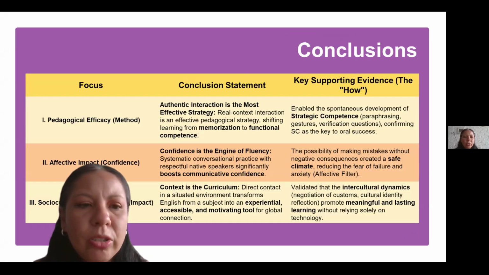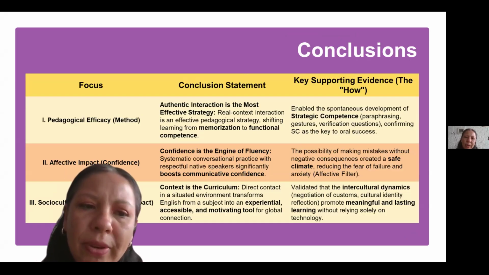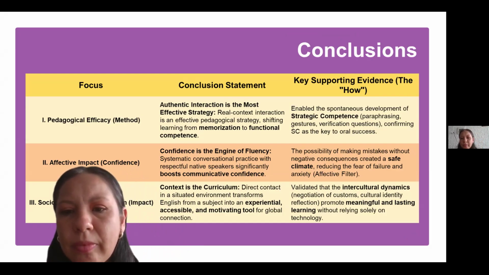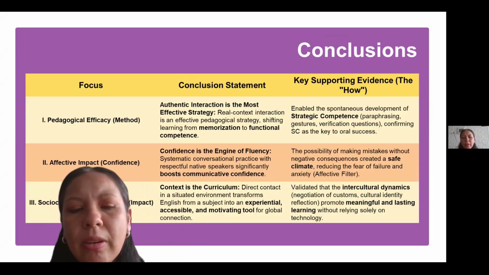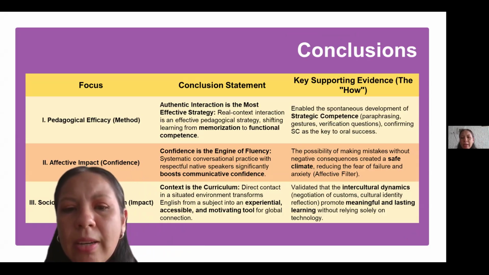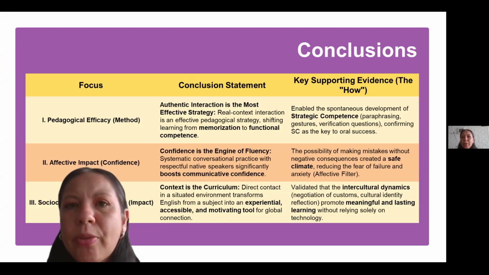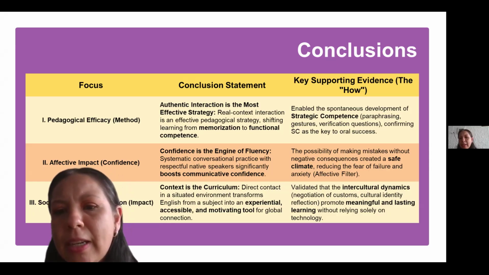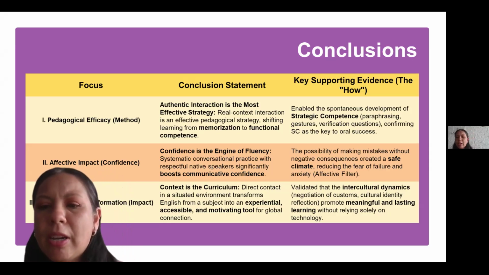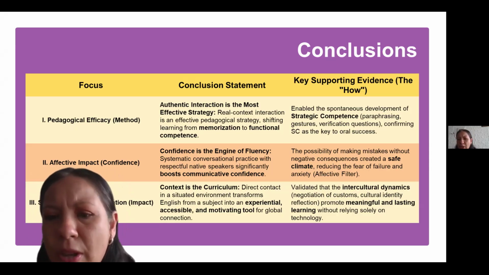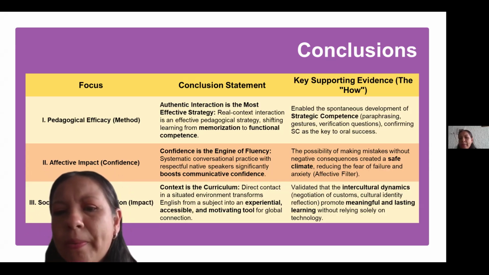So these are the conclusions. The first one is related to the efficacy of the strategy. Authentic interactions are an effective strategy, because real-context interaction shifts the learning from memorization to functional competence and enables the spontaneous development of strategic competence related to paraphrasing, gestures, verification, and questions.